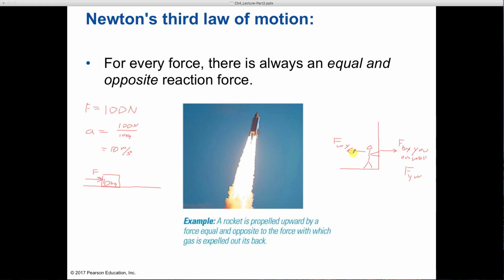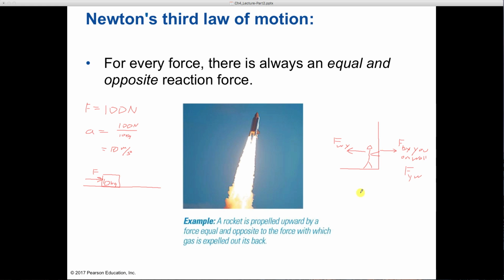So Newton's third law talks about a pair of forces acting on different objects. You pushing on the wall and the wall pushing on you. This force here is acting on the wall, it's coming from you. This force here is acting on you, it's coming from the wall. All right? So that's the key to Newton's third law. For every single force, there exists an opposite, an action-reaction kind of partner force, an equal but opposite partner force.